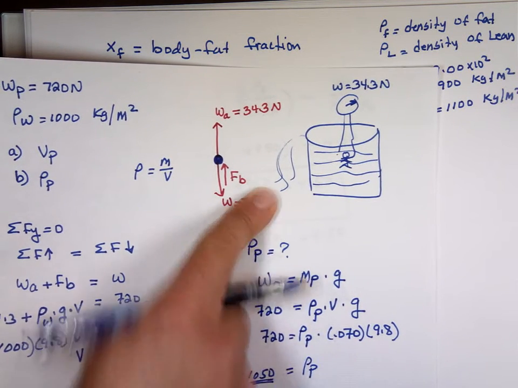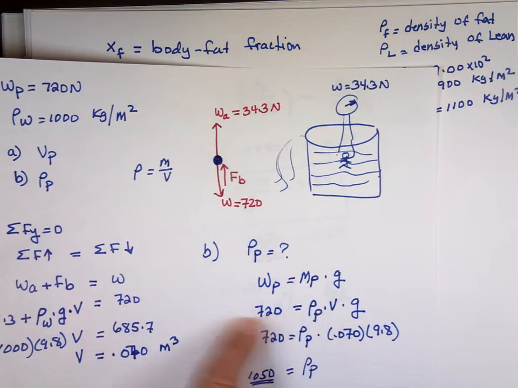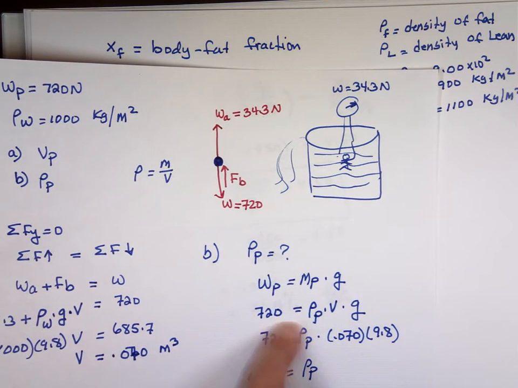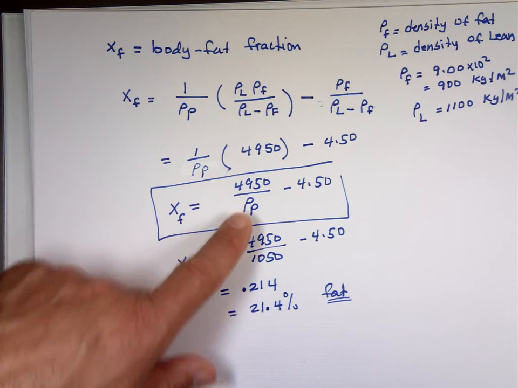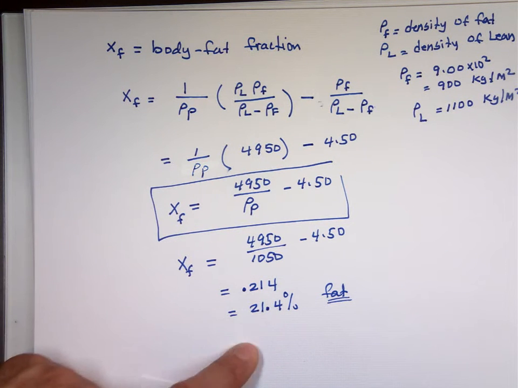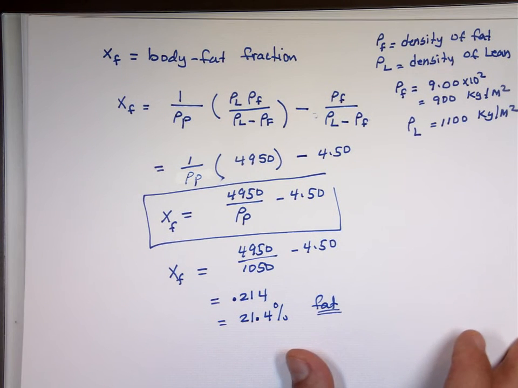Once I know what V is, I know how much the person weighs, I can calculate what rho for the person is, go to this one, plug it in, give me that number, that's the percent body fat, with minimal understanding of physics. You don't have to be a physics major to figure this stuff, but that's where it came from.